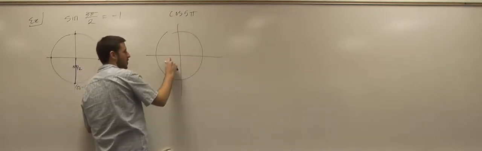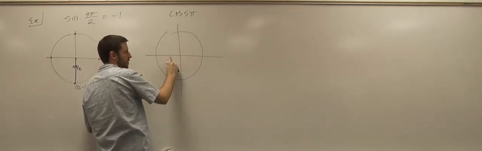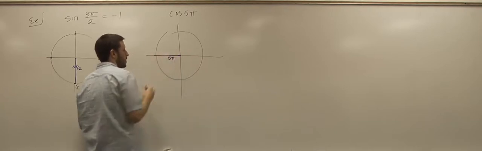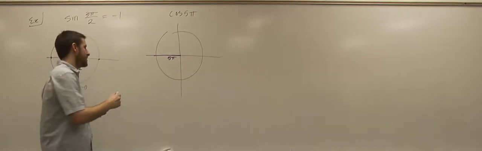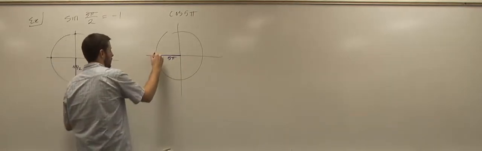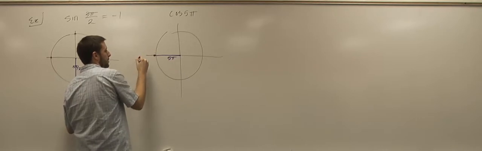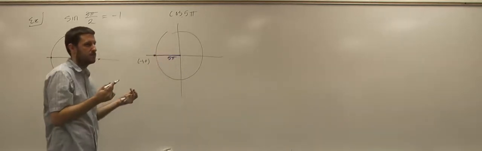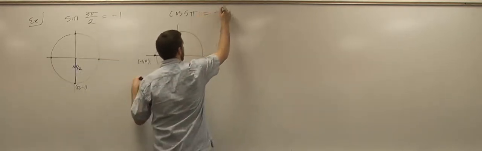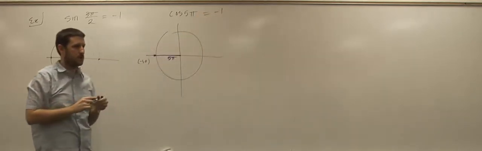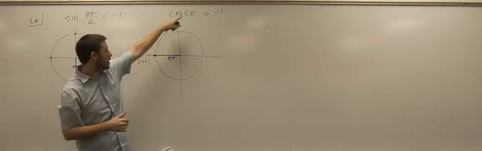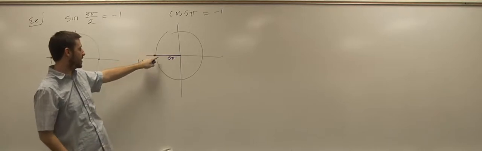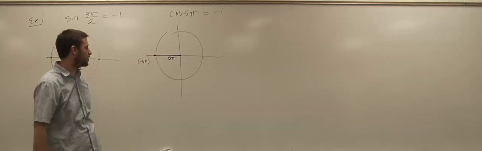0 pi, 1 pi, 2 pi, 3 pi, 4 pi, 5 pi. So 5 pi is going to land here, which you know has a point of negative 1, 0. So cosine of 5 pi, x value, right? Cosine is the x value. So you get one of these angles that lands on the axis, there's not a lot of work to do. You just figure out the axis and then you know your answer.